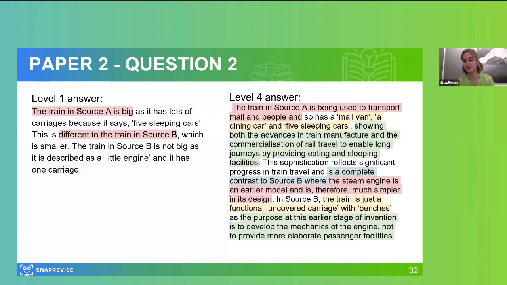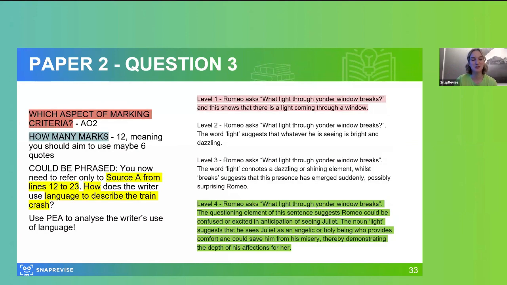It's literally just for the purpose of it's a much earlier invention. It's looking at developing the mechanics of the engine. It doesn't need to be a passenger train yet. So yeah, hopefully this will show you how you can use PEA to get a really in-depth level 4 answer. Moving on to question 3.